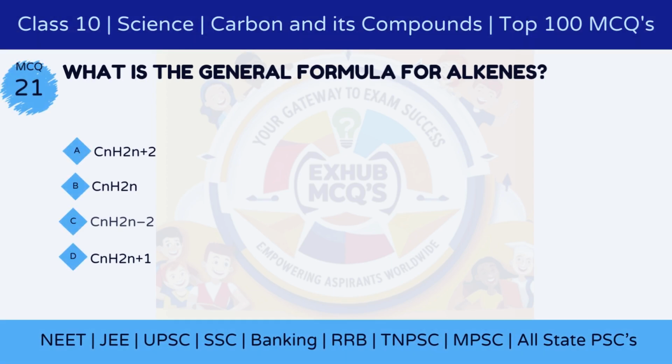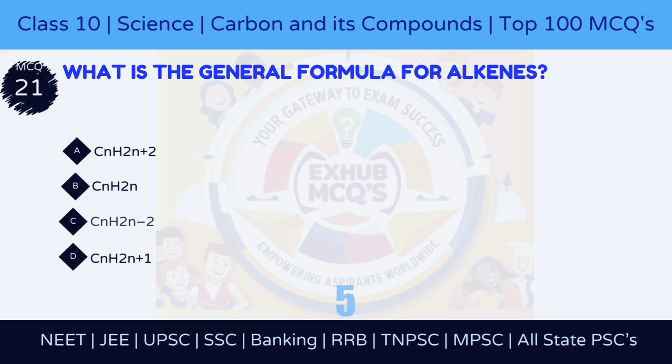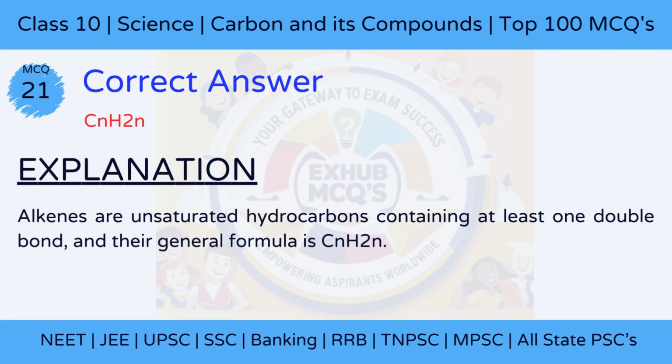MCQ 21. What is the general formula for alkenes? Option A, CnH2n plus 2. Option B, CnH2n. Option C, CnH2n minus 2. Option D, CnH2n plus 1. The correct answer is option B, CnH2n. Explanation. Alkenes are unsaturated hydrocarbons containing at least one double bond between carbon atoms. Their general formula, CnH2n, indicates they have 2 fewer hydrogen atoms than the corresponding alkanes.